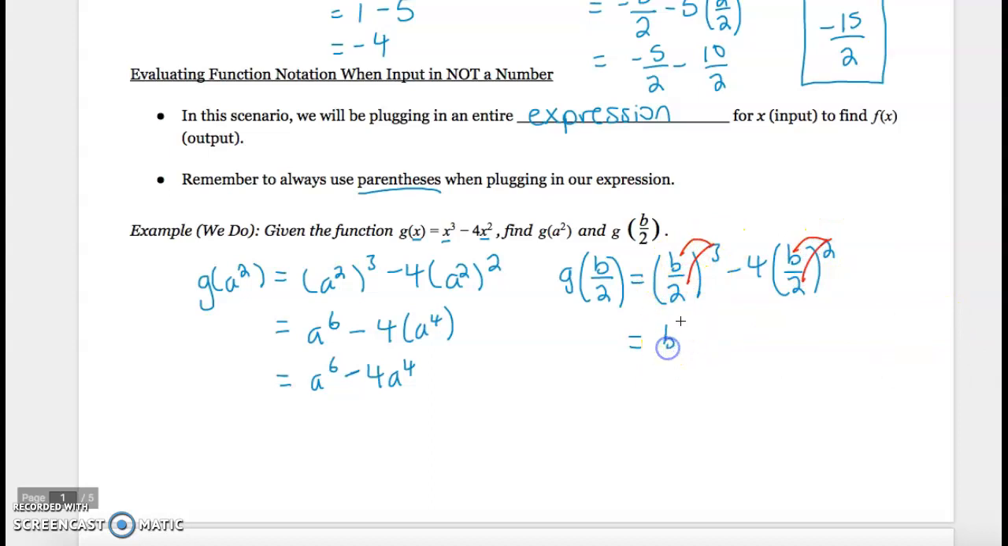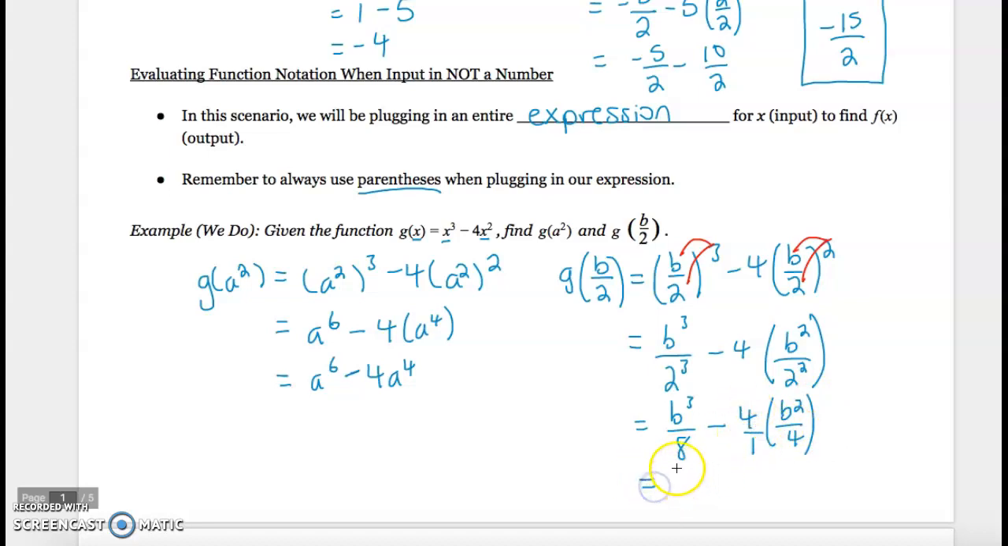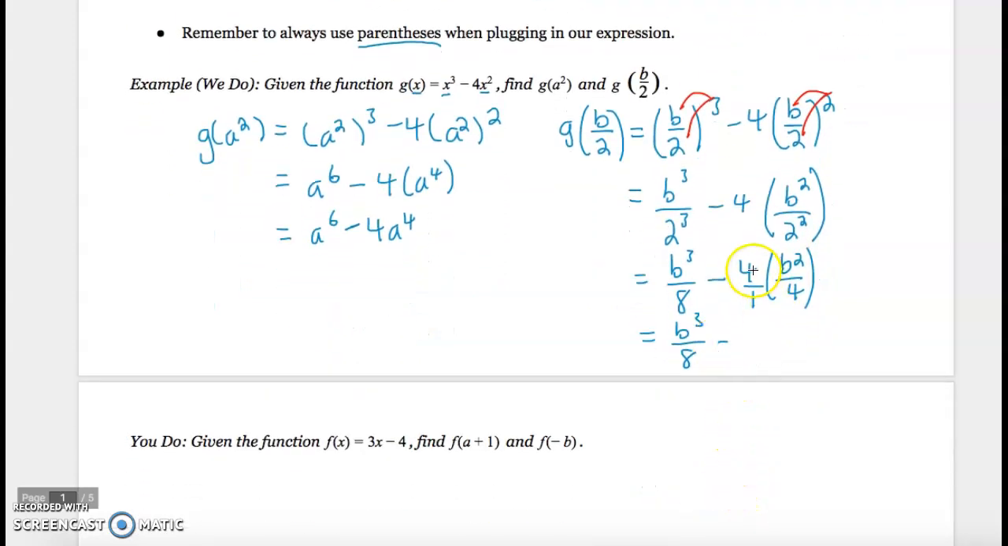So b cubed over 2 cubed minus 4 times b squared over 2 squared, b cubed over 8 minus 4 times b squared over 4. And then you can multiply your 4, it's secretly a 4 over 1. You get b cubed over 8 minus 4b squared over 4, so your 4s would end up canceling. You're left with just b squared over 1, which is b squared.